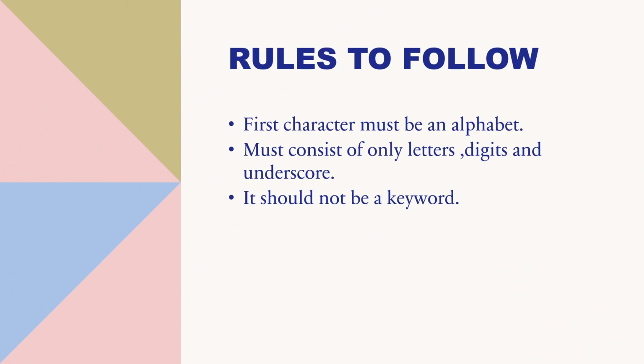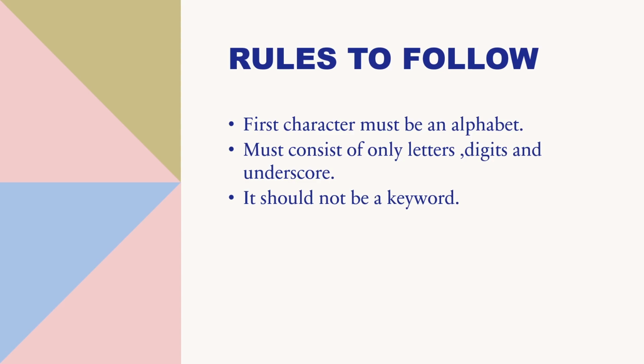So the rules to follow while writing the identifiers. The first character must be an alphabet. While declaring the identifier, we have to follow some particular rules, otherwise there is going to be an error. So the first character must be an alphabet only. We cannot use numbers, and we cannot use an underscore at the beginning of the name of the identifier.